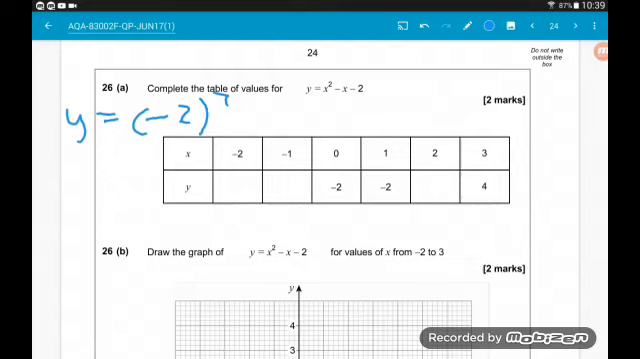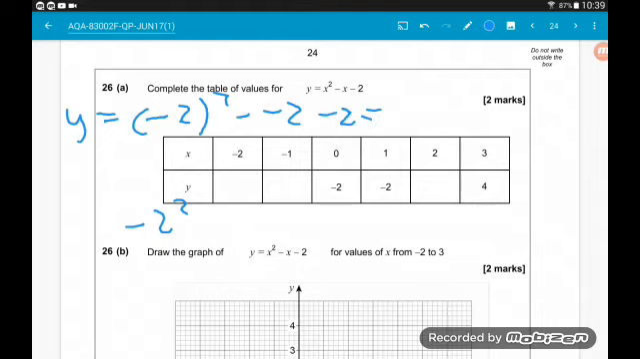Be very careful when you do these with the negative values, especially if you're using a calculator. Don't do minus 2 squared like that. That's not right. You need to put brackets around the minus 2. Otherwise, you would get minus 4 instead of positive 4. So, we got minus 2 squared, minus 2, but then minus 2 at the end.